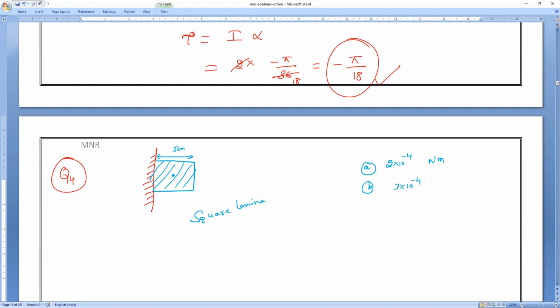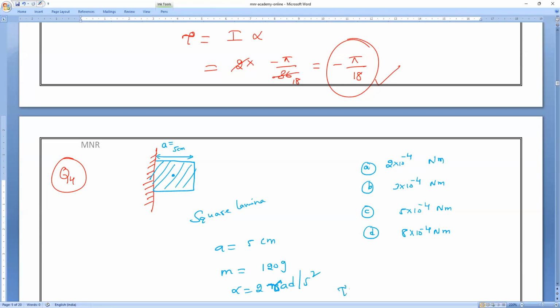Option B, 3 into 10 power minus 4 Newton meter. Option C, 5 into 10 power minus 4 Newton meter. And option D, 8 into 10 power minus 4 Newton meter. So these are the 4 options. Now the given data: side of a square, how much? 5 centimeter. And mass is 120 grams. And alpha is equal to 2 radian per second square.